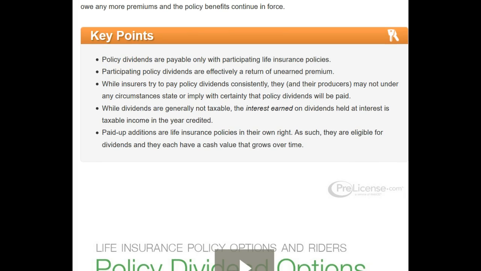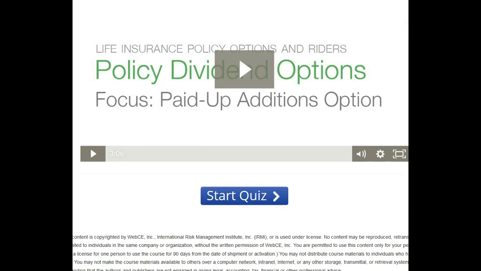Paid up additions are life insurance policies in their own right. As such, they are eligible for dividends and they each have a cash value that grows over time.